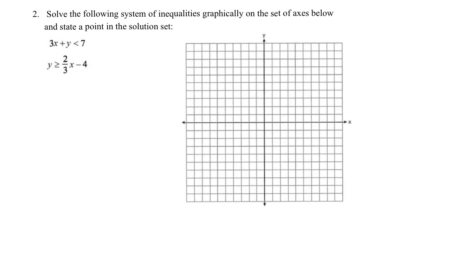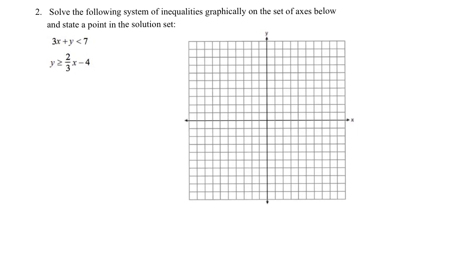All right. Solve the following systems of inequalities graphically on the set of axes below and state a point in the solution set. All right, so just like the last practice, we're going to do these one at a time. I'm going to do this one in red, and I'm going to do this one in blue. All right, so here we go. 3x plus y is less than 7. First thing I want to do is get y by itself here. I'm going to subtract 3x from both sides.